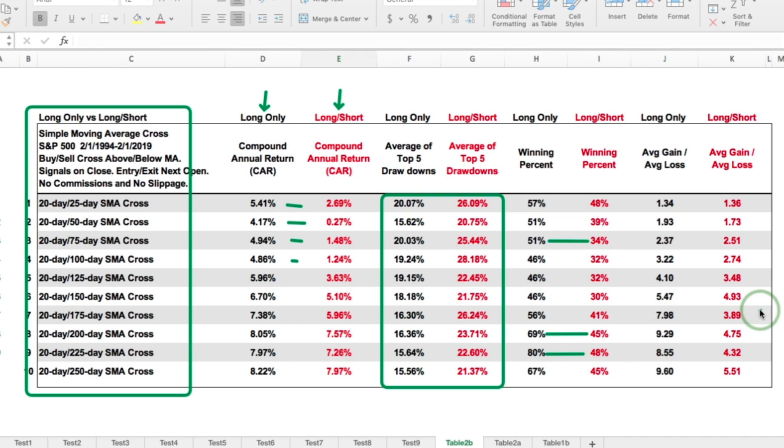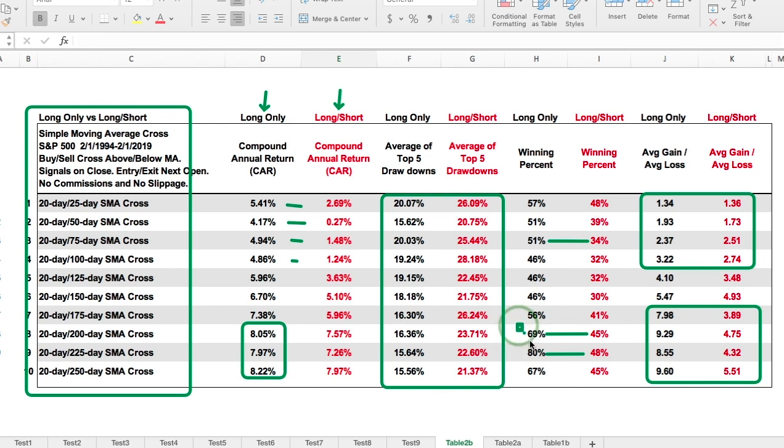And then we look at the average gain versus the average loss. All right, short term, yeah, the short positions may be holding their own, but as you get longer term, you can see that the long only positions work much better with a higher average gain relative to the average loss. So you can see here with the long positions, you have a higher compound annual return, you have a higher winning percentage, and you have a higher average gain to average loss. And that's why it is usually best just to skip the short side of the market.